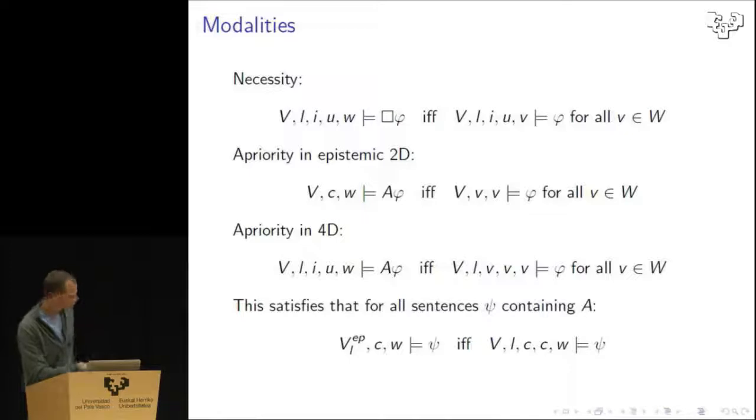So if you use this definition in the four-dimensional system, then it turns out that it works well with the way you think of the two-dimensional models as being embedded into the four-dimensional one. Okay. And this is for a priority, and the clause which I give here is forced on me by the way it's defined in the epistemic setting, and by the way I embed the epistemic setting into the four-dimensional one.